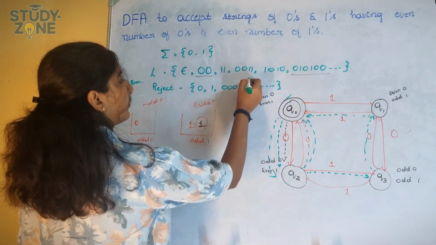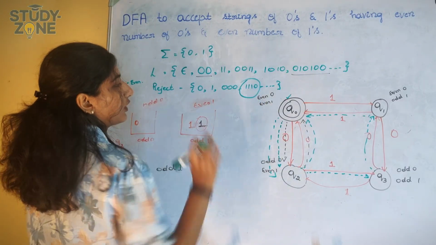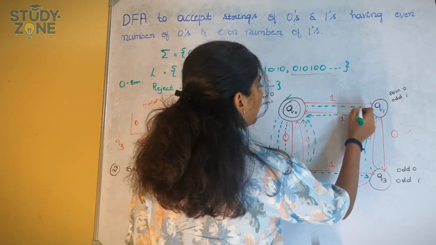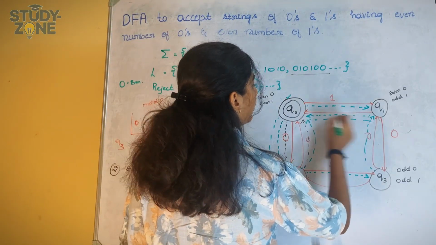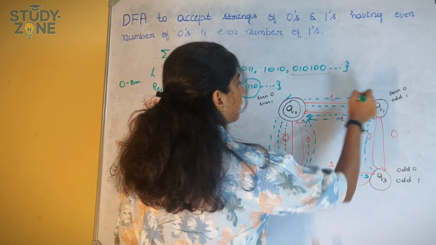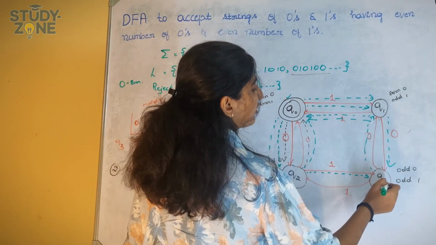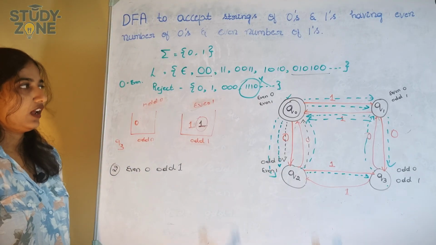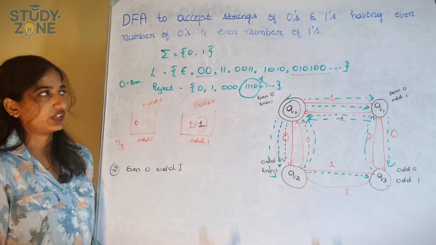Now let us check whether it is going to reject or not. Let us check it for 1, 1, 1, 0. So Q0 on 1, it is moving to Q1 state. Q1 on 1, it is moving back to Q0 state. Again Q0 on 1, it is moving to Q1. Now Q1 on 0 moving to Q3, which is not an accepting state. So this string will get rejected. Okay, so this is how we solved this most important question.